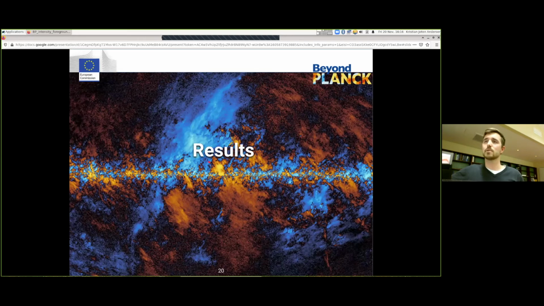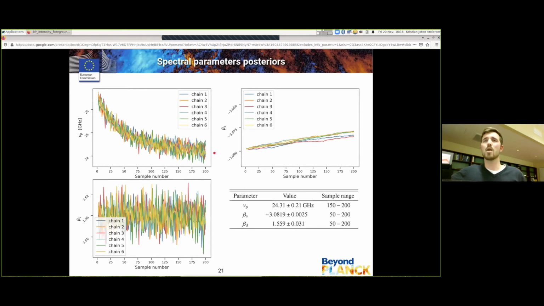So let's talk a little bit about the results that we see. Now, first, we have a look at how the spectral parameters actually change through the samples for each of the chains. And what we see immediately is that there is a really long burn-in time for the AME frequency. And this is because we initialized these runs on a previous pipeline that only sampled the AME frequency, with a spectral parameter of the synchrotron at the prior mean.